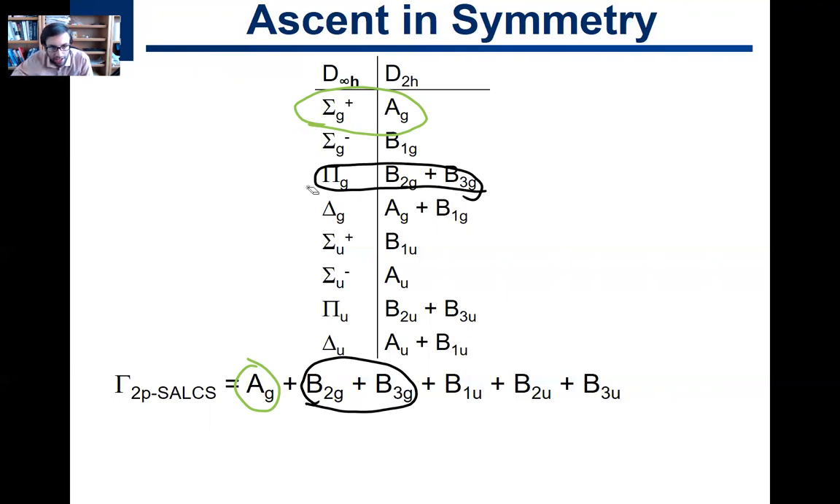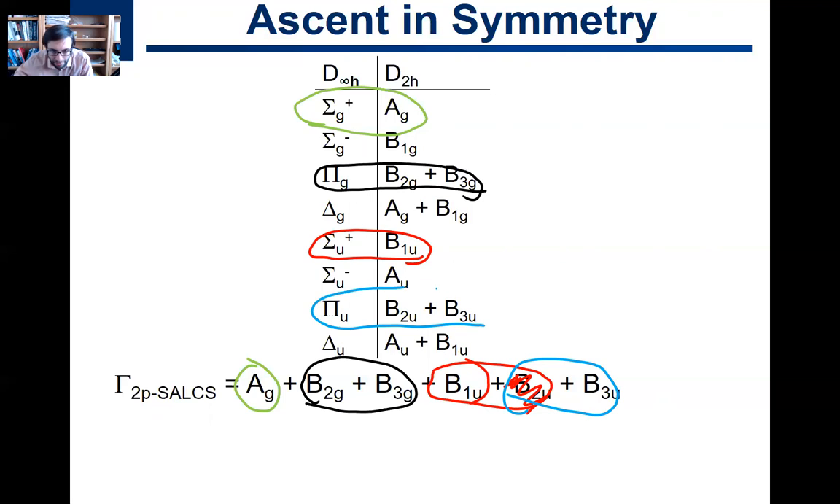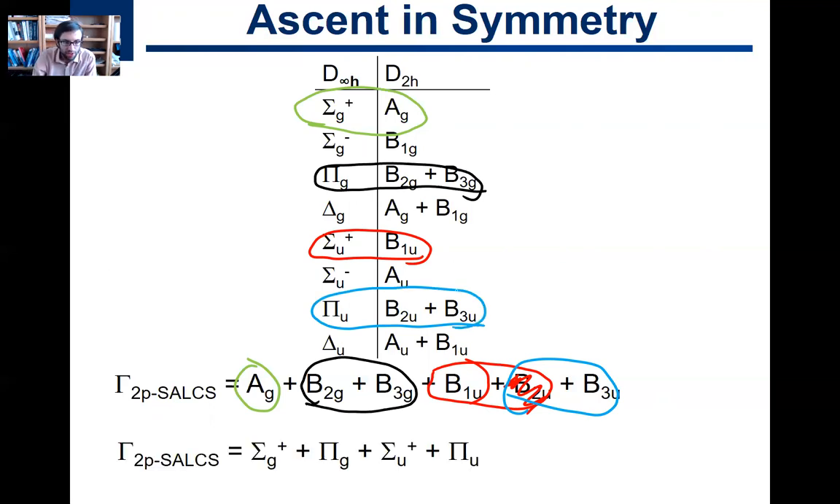I have a B1u and a B2u right there. That's not good for anything by itself. The B1u is good for sigma u plus. And lastly, I have a B2u and a B3u, and that's good for a pi u. So that gets us the answer that we had before by inspection. It was a difficult one with inspection. That's how you can do really difficult problems in point groups with infinite order, by ascending up in symmetry.